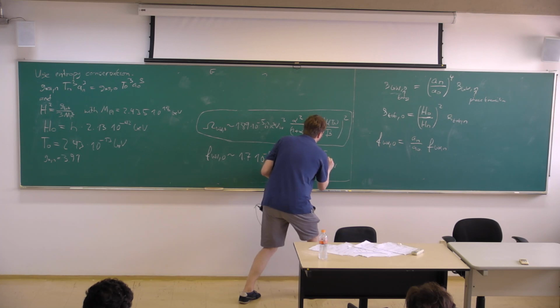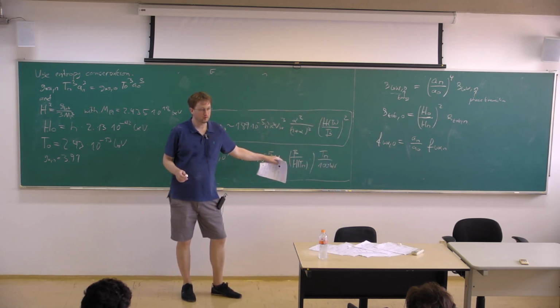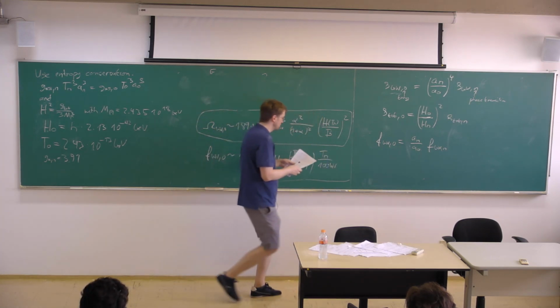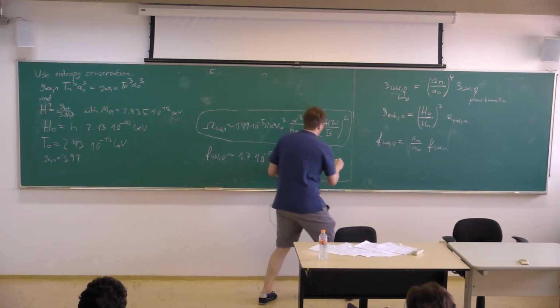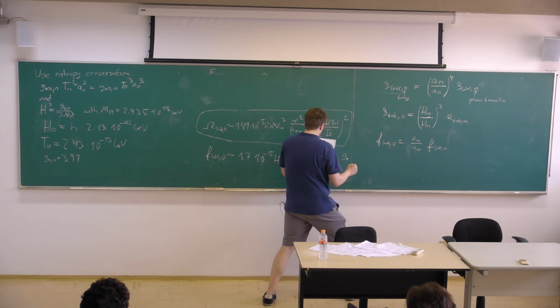This would be 1 for roughly the electroweak phase transition. You can choose a different normalization, of course, if you want. Okay, 1 second, I'm almost done. That's the factor of g star.